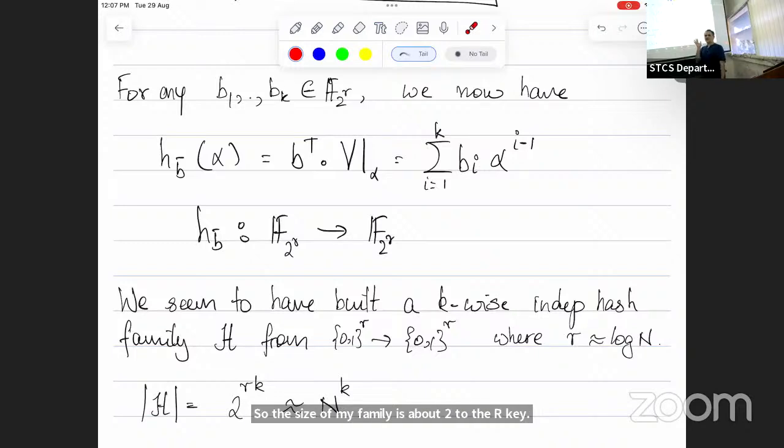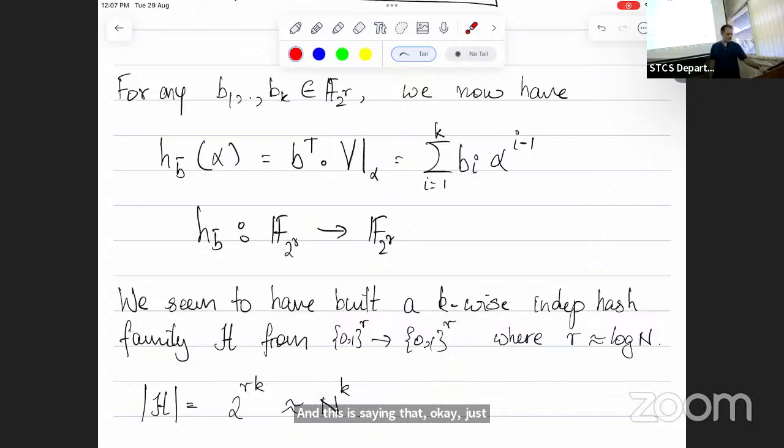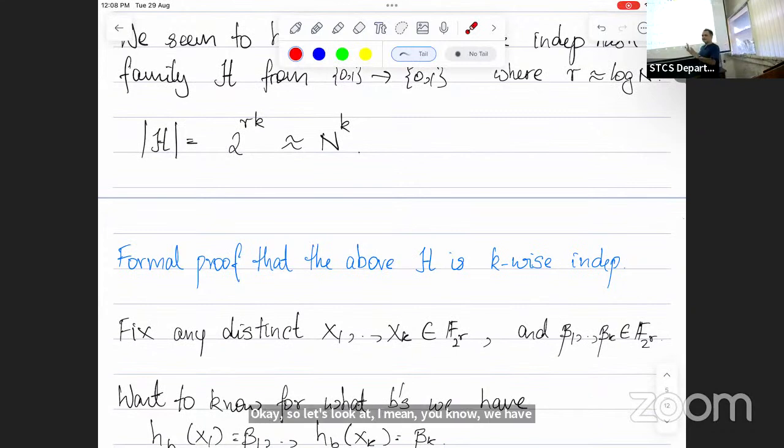And it felt like the right order based on just the definition, because we were saying that if your output domain is capital N, then you need the bag to have at least n^k elements. And this is saying that just about n^k is actually enough. Okay, good. So even though we have seen this in a hand-wavy way, let's focus on this once and convince ourselves that what we have built right now is actually a k-wise independent hash family.